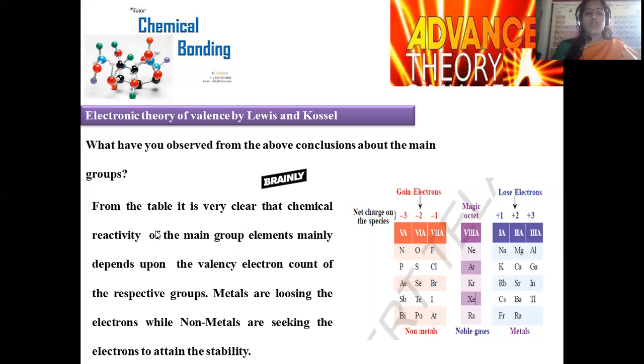Now, we entered into the question time, where we have to observe the above conclusion about the main group elements. What are called main group elements? S block and P block collectively denoted as main group elements. D block elements are separately identified as transition metals, and F block elements are distinguished as inner transition elements, right? Main group elements, what kind of trends are we observing?